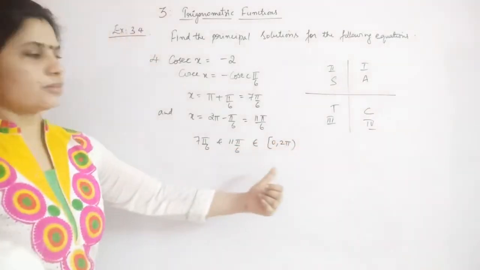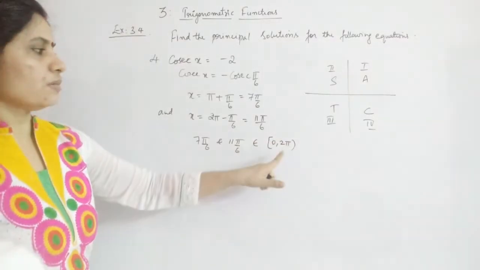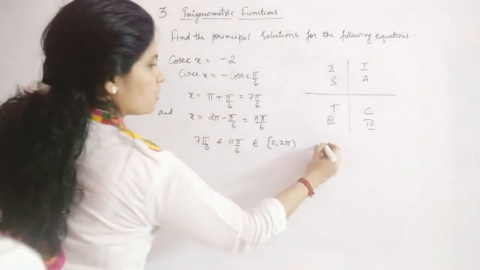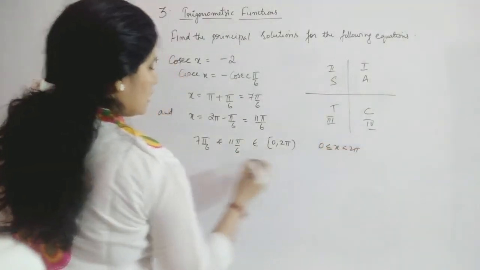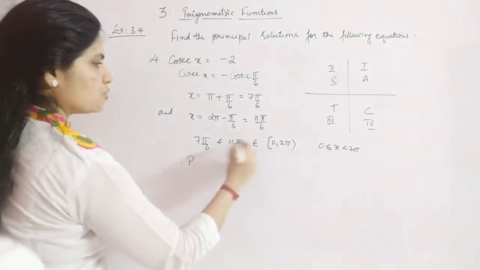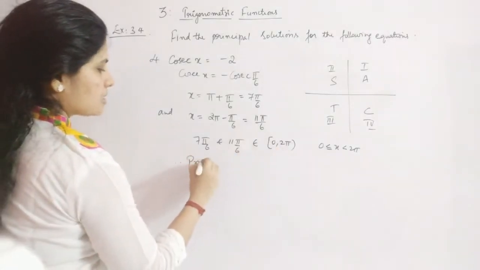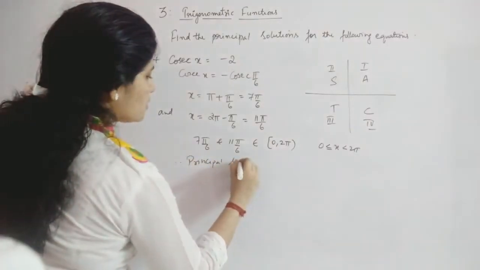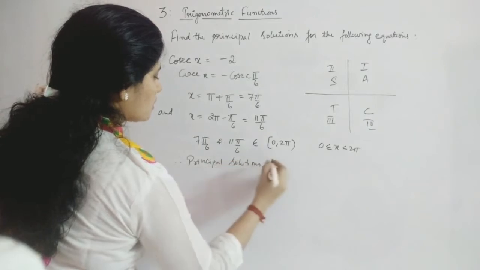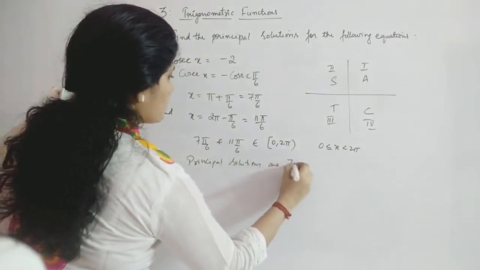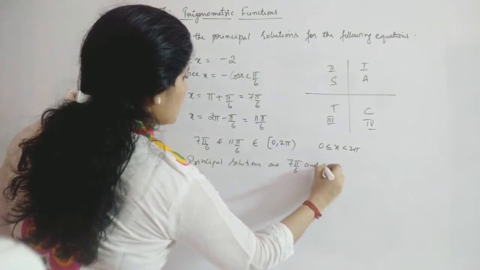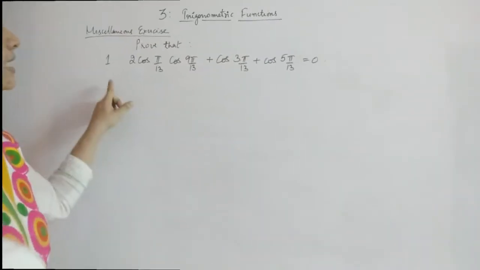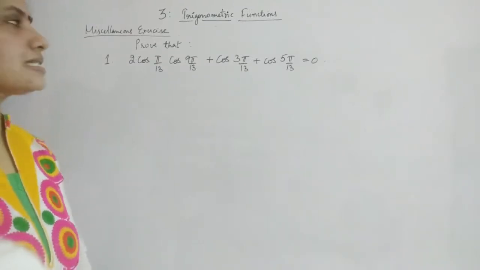Now this can also be used as a representation for your principal solution to be in this interval. Okay, it is same as 0 less than or equal to x less than 2 pi. Now you can say that since these two belong to 0, 2 pi, principal solutions are 7 pi by 6 and 11 pi by 6. Okay. Next we are starting with miscellaneous exercise.